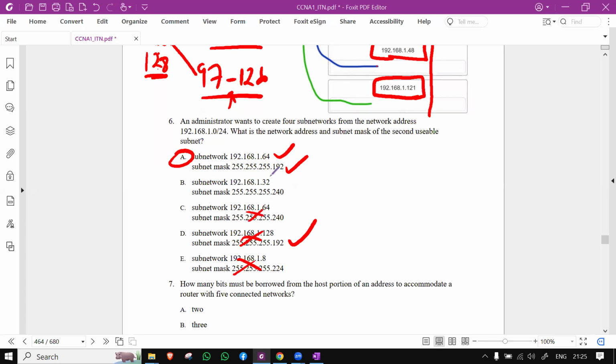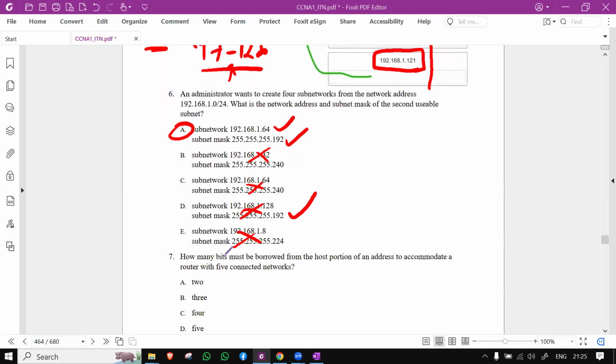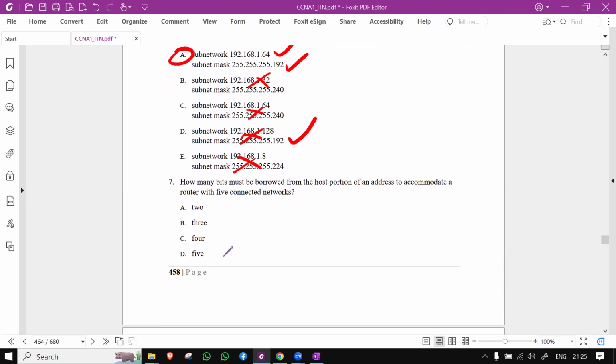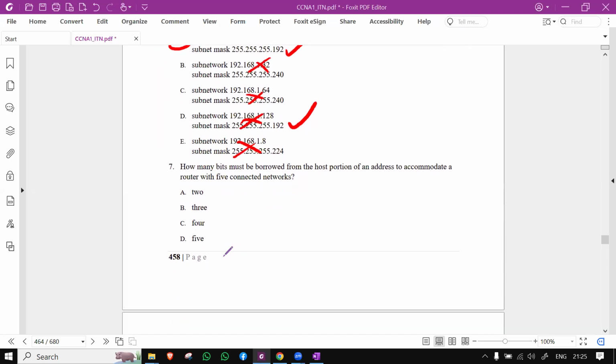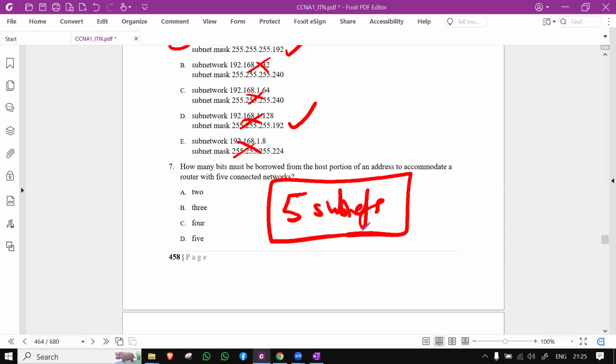Easy. Number 7: how many bits must be borrowed from a host portion of an address to accommodate a router with 5 connected networks? So we have 5 networks, meaning 5 subnets. How many bits will we need to borrow? Let me make a chart for this one quickly.